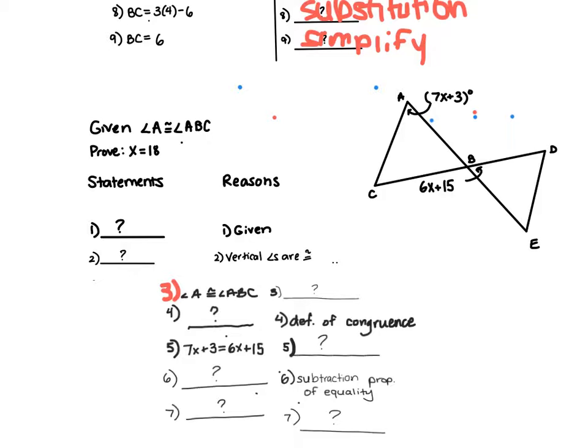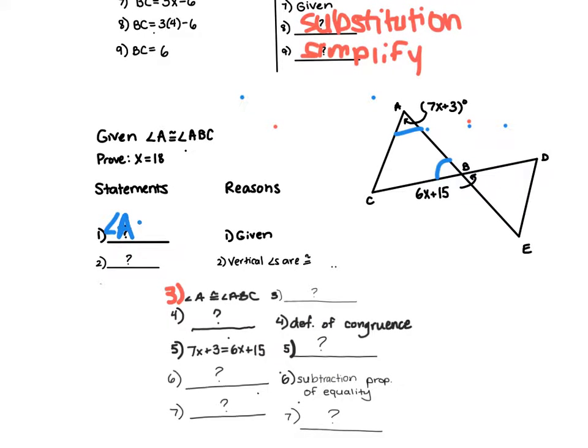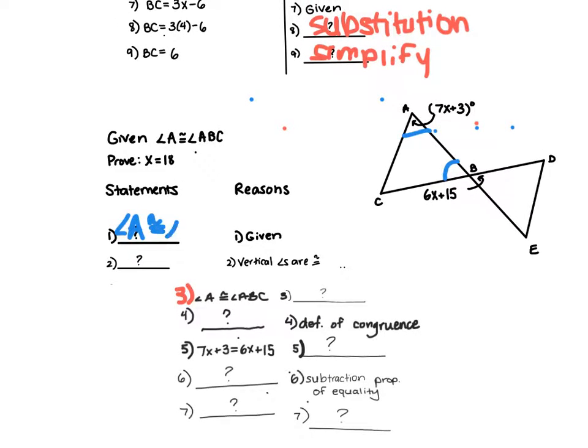All right, so this time you got given triangles with angles in them, right? So we're not dealing with segments, we're dealing with angles. It says given that angle A is congruent to angle ABC. So I can mark that so we can see it. This is congruent to this. That's the only given. So if number 1 says given, then I know that that's going there. Angle A is congruent to angle ABC.